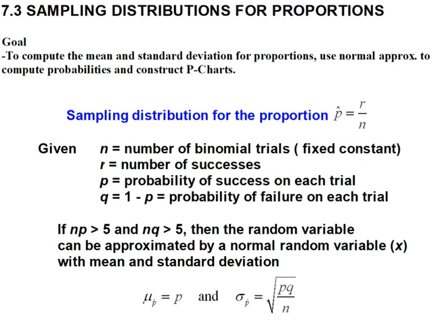All right, 7.3, sampling distribution for proportions. This is where you're finally going to get to use that p-hat that I was talking about with the samples and parameters in 7.1. P-hat is the sample proportion, which would be p.